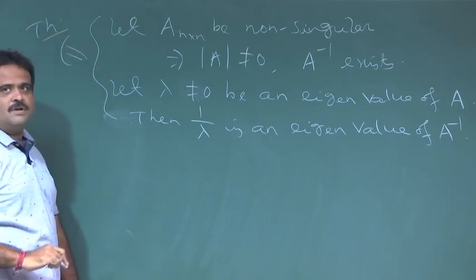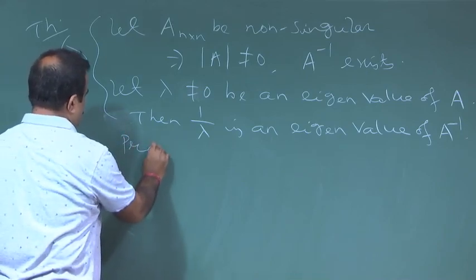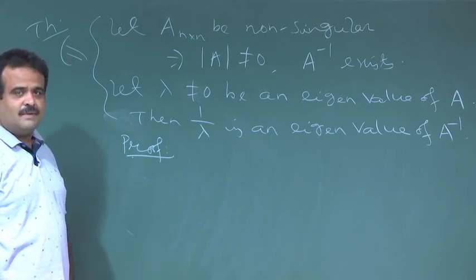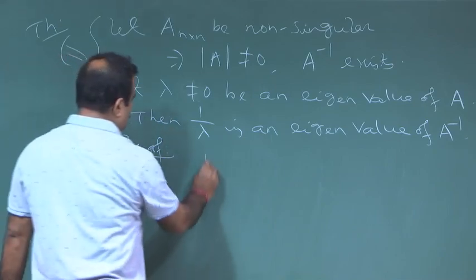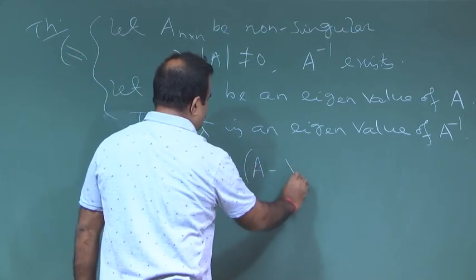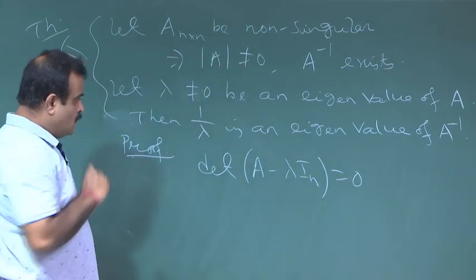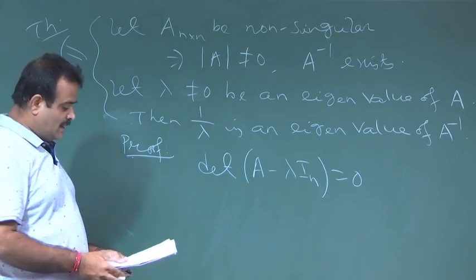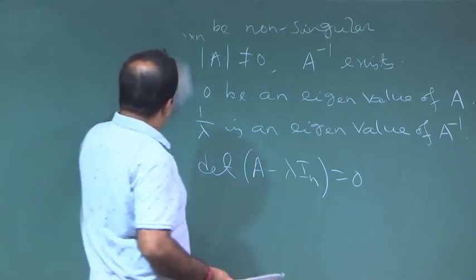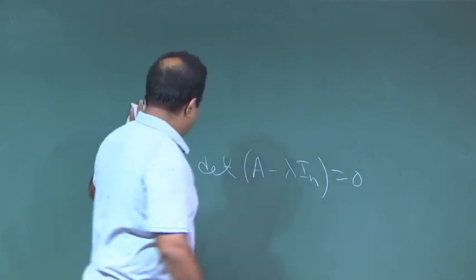So how to prove this theorem? To prove this theorem, we take lambda as an eigenvalue of A. That means the determinant of A minus lambda I_n is 0. So lambda is a root of the characteristic equation. Now, we need to check whether lambda inverse is also an eigenvalue of A inverse. So for that, we will use this.